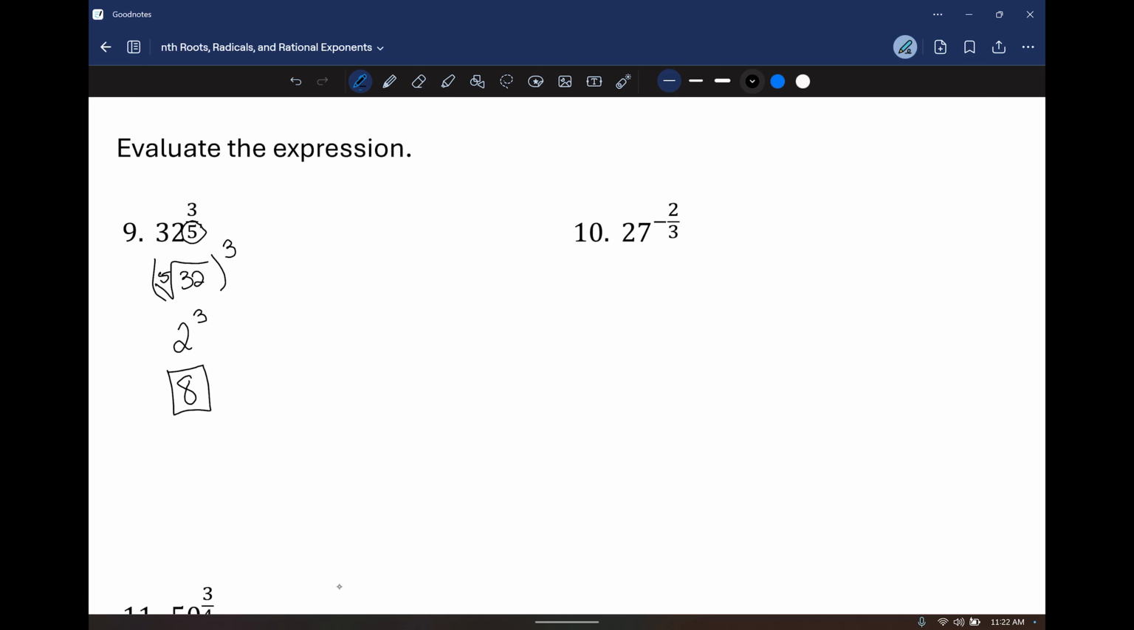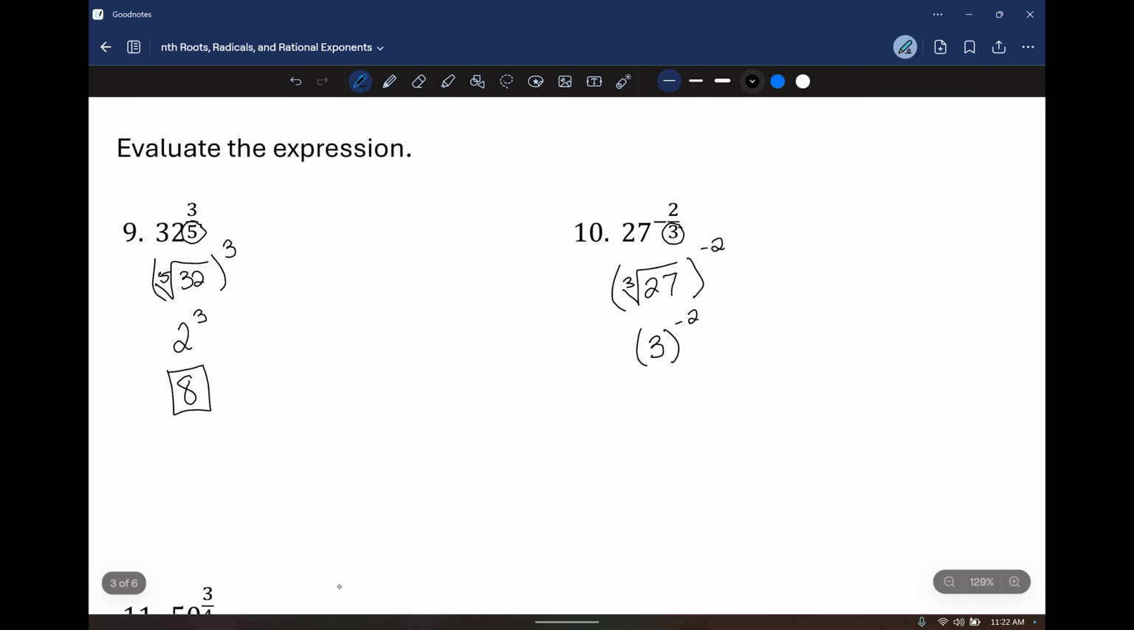All right, I realize I have a negative in this exponent, but that's okay. We're going to take care of that later. The cube root of 27, and I'm going to raise that to the negative second. So the cube root of 27 is 3. It's a perfect cube root. And then I'm taking that to the negative second.